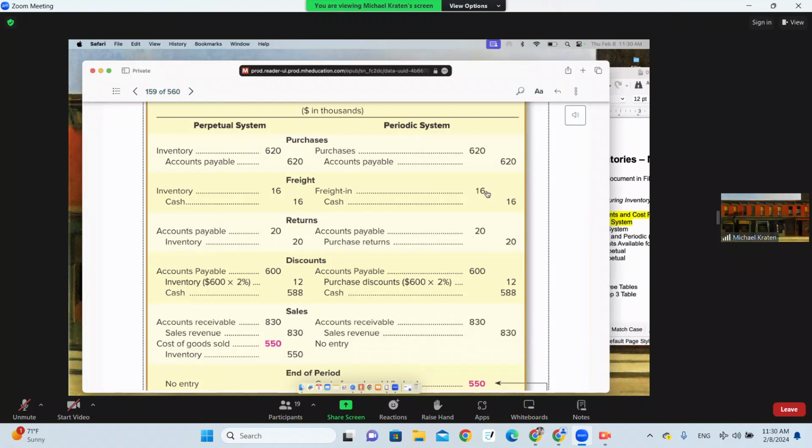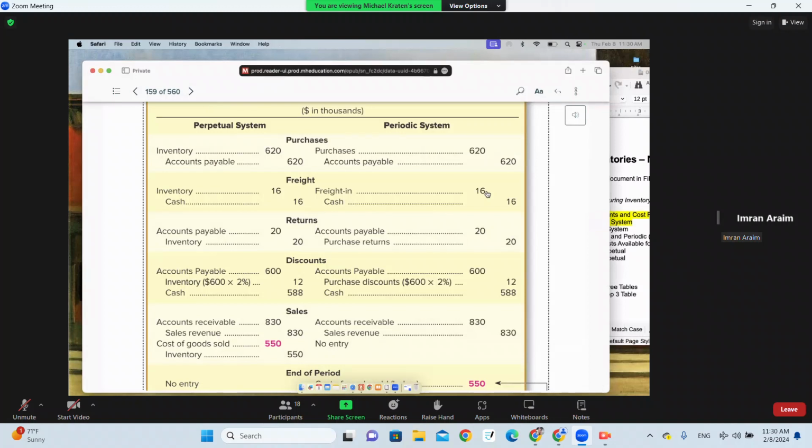And does that freight in journal entry always go to cash, or can it also be accounts payable, like on the first one? Indeed. If you tell UPS, I don't have the cash right now, but give me a bill and I'll send it to you in the near future, then you're right. You would credit accounts payable. Awesome. One last question, sorry.